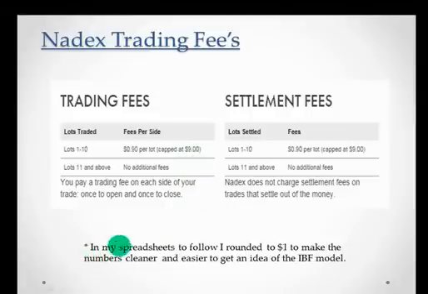And I do have some spreadsheets coming up in the next few slides, and in those I did round the exchange fee to $1 to make the numbers a little bit cleaner and easier to get the idea of the Iron Butterfly model.